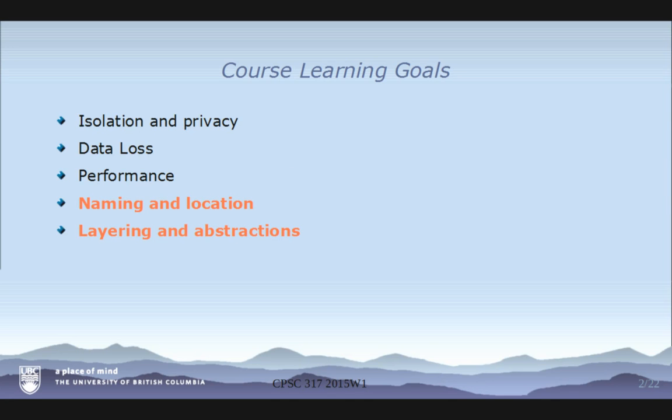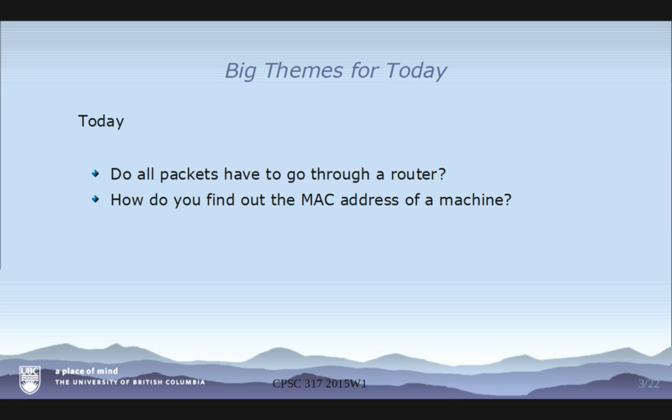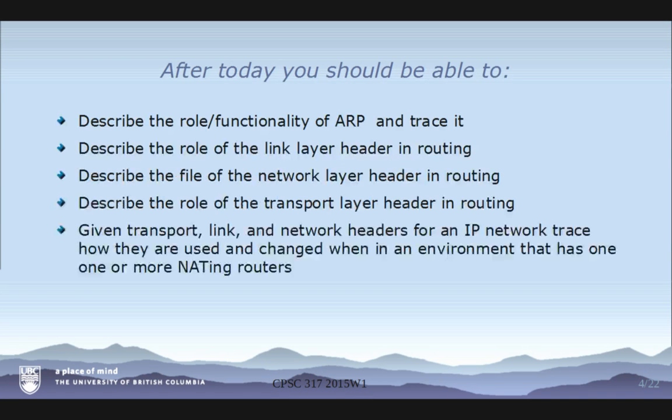Okay, so our big themes today, I left you with this on Friday, was do all packets have to go to a router? And also what we're going to do is how do you find out the MAC address of a machine? So after today, you should be able to describe and trace the role of ARP, know some more about link layer headers, describe the role of the network layer header in routing, describe the role of the transport layer header in routing, and then given all of this stuff, trace it as it goes through a network.